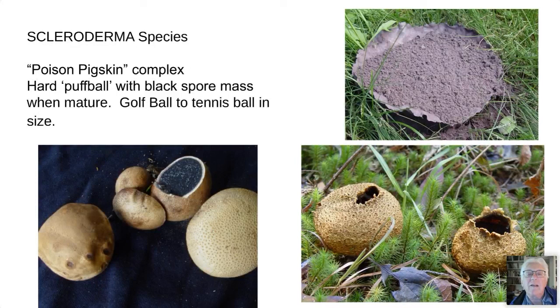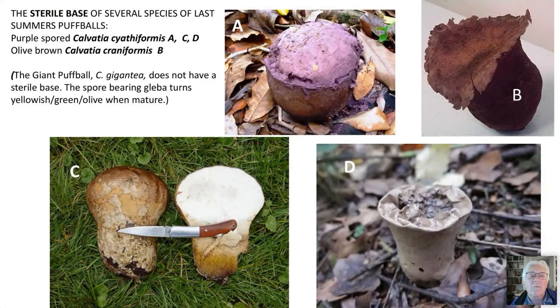This is Scleroderma. It has a brown spore mass, a black, purple-black spore mass. You probably won't see this around, but you will see these kinds, with the little ostioles in the top, or these kinds here. These are Scleroderma. They have a thick skin, so they're rather resistant to decay. This is the poison one. This is actually Scleroderma septentrionale, but it's very similar to the poison pigskin, Scleroderma citrinum. So you might find those around too.